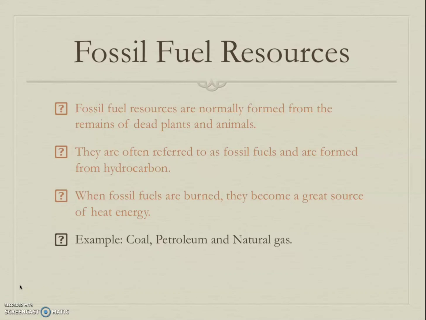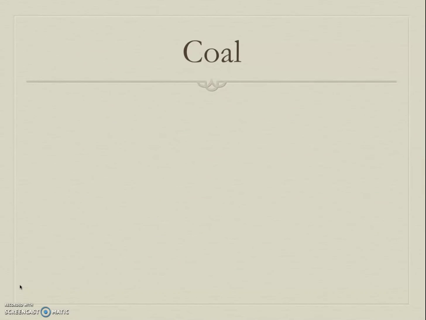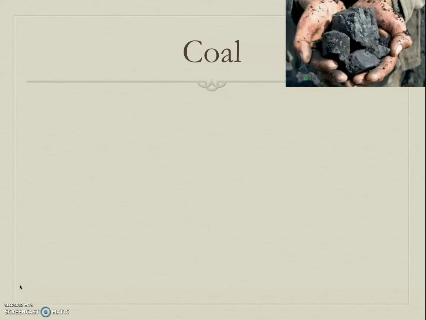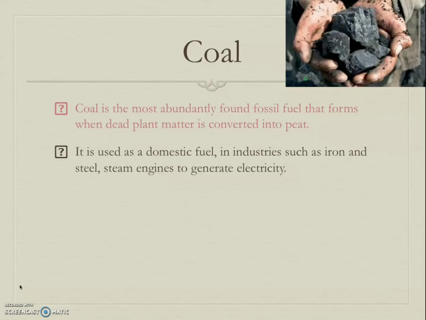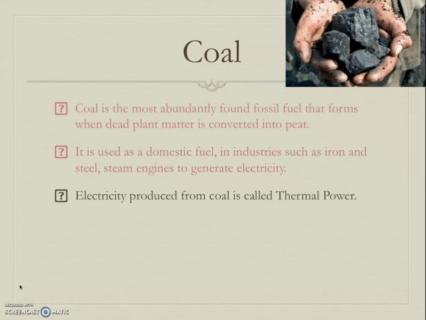So, we are going to see what coal is. Coal is formed when dead plant matter is converted into peat. It is used as a domestic fuel and in industries such as iron and steel, and in steam engines to generate electricity. Electricity produced from coal is called thermal power.